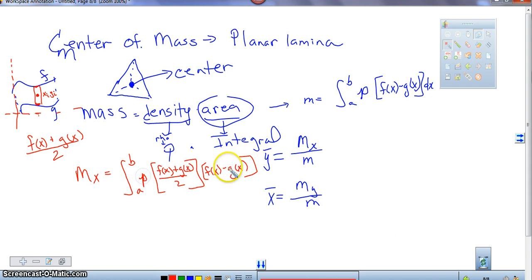So density, area, distance. So then your moment about the y-axis is going to be density times area, because a moment is the mass times the distance. So maybe if I write it this way, the rho times f of x minus g of x. So that's your mass. Now you need your distance. What is the distance from the y-axis? It'd be right here. What is that distance? That distance is x.